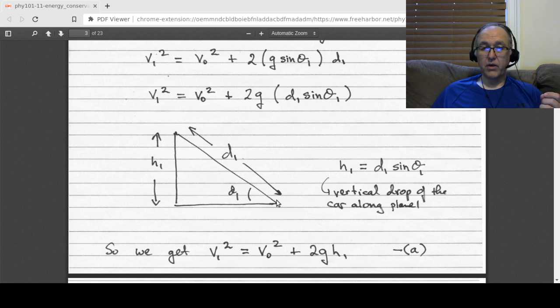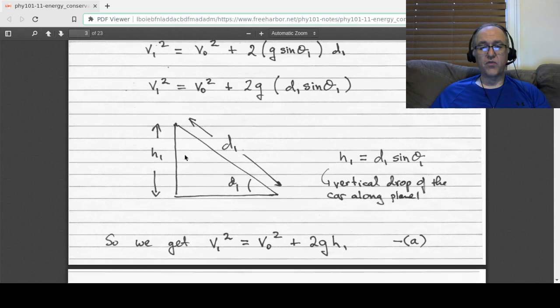So in going from this point here to that point there, from the top to the bottom, it drops through some vertical height. That's H1. You know that in principle because I've given you all the details of this plane. Okay, I've got to give you the details of the shape of the plane, otherwise you wouldn't be able to do the problem. And so we got our first equation there.